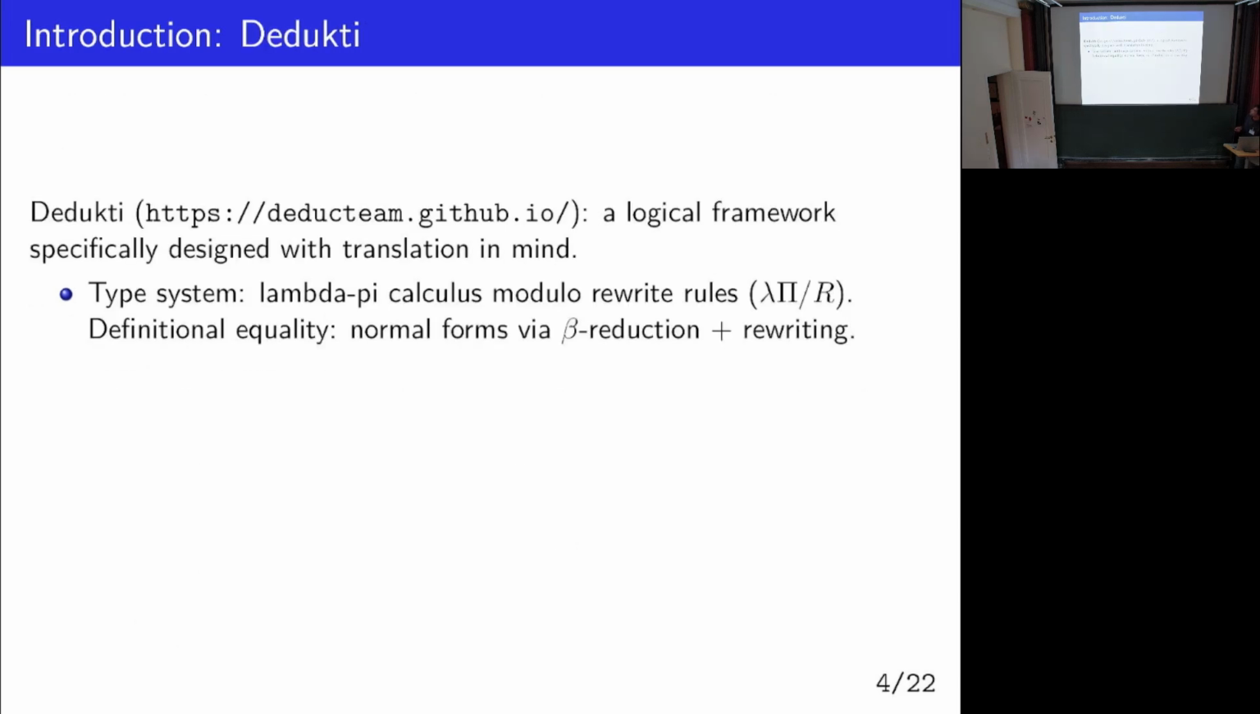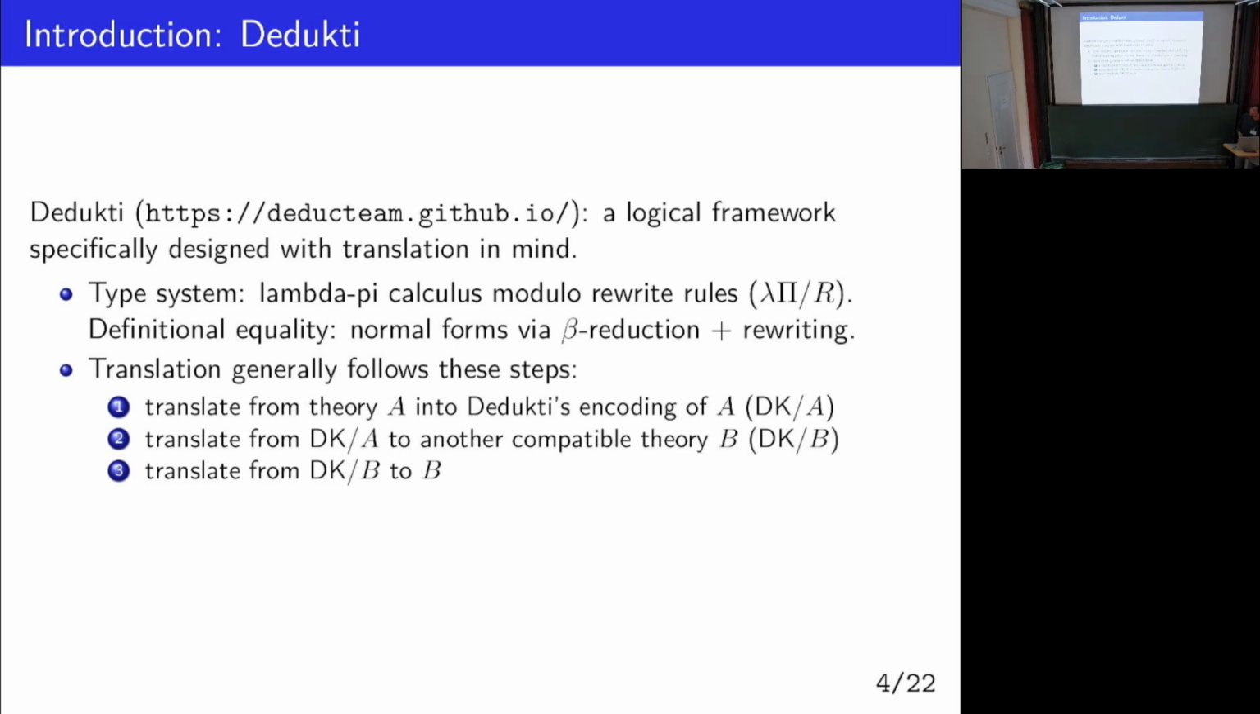So Dedukti is one such logical framework that's specifically designed with translation in mind. And its type system is a lambda pi calculus modulo rewrite rules. And its definitional equality is based on normal forms following beta reduction and application of rewrite rules.